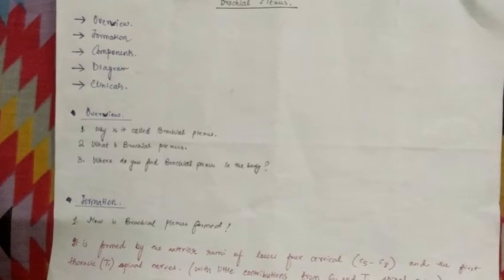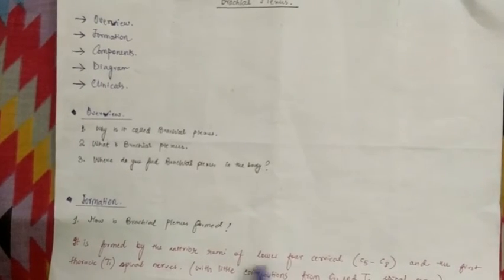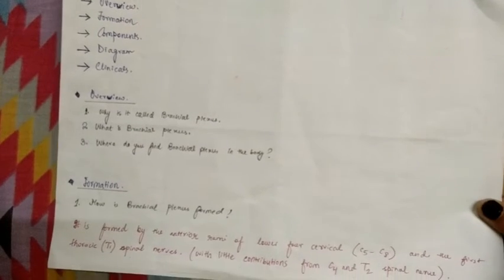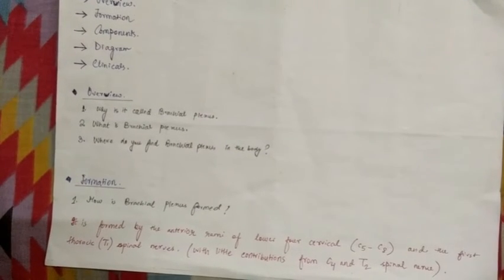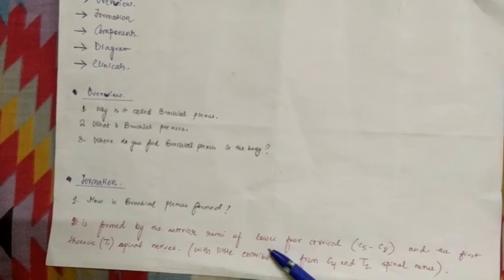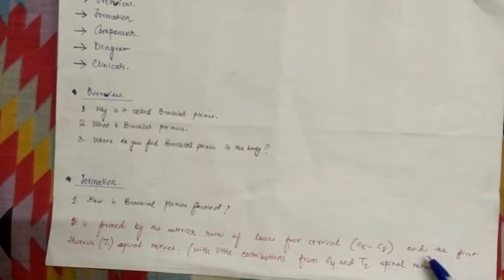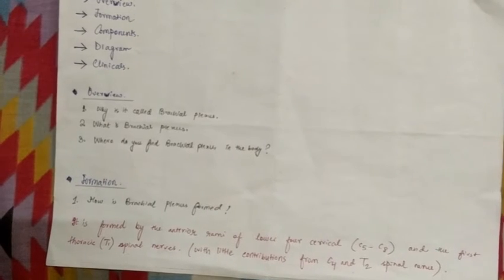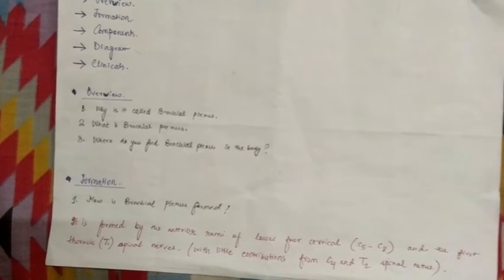Next we come to the formation of the brachial plexus, and this line written in red is the most important line of the brachial plexus. As it goes, it is formed by the anterior rami of the lower four cervical and the first thoracic spinal nerves, with little contributions from C4 and T2 spinal nerves. Now, let me explain this line to you, because during my preparation time of anatomy, I did not understand this line. So let us see what this line means.